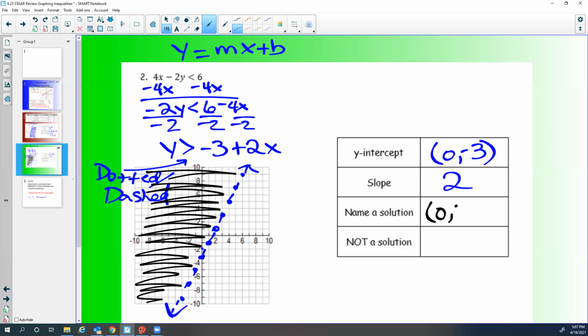So (0, 2) could be considered a solution. (-4, 10) could be considered a solution. But my y-intercept would not be considered a solution. Points in the white area, like (8, -1), would not be a solution.